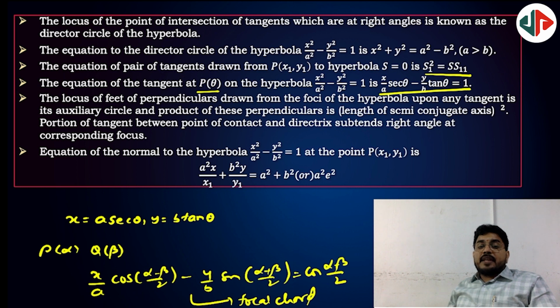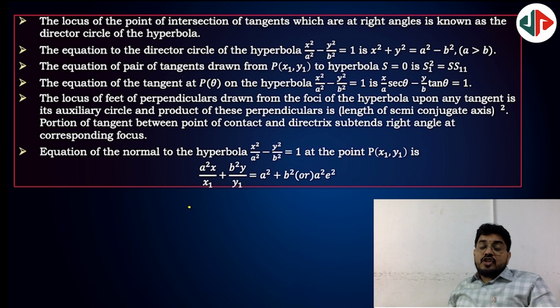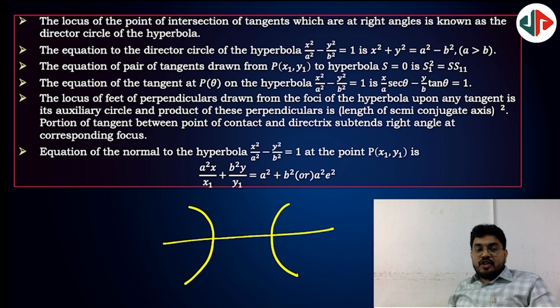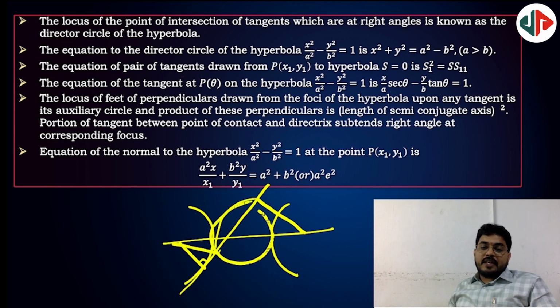The locus of the feet of perpendiculars drawn from the foci of a hyperbola upon any tangent is its auxiliary circle. What is meant by the auxiliary circle? It is very much needed to define the parametric form. If you take any tangent, and from the foci you draw the feet of the perpendiculars, the locus of these feet of the perpendiculars is the circle known as the auxiliary circle.